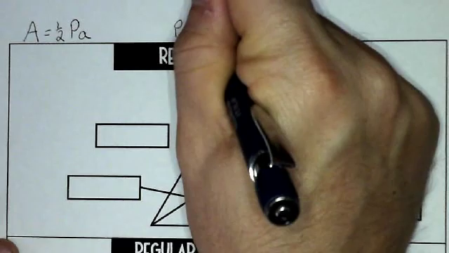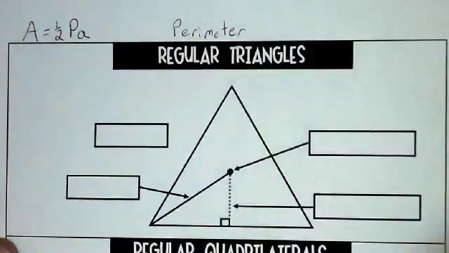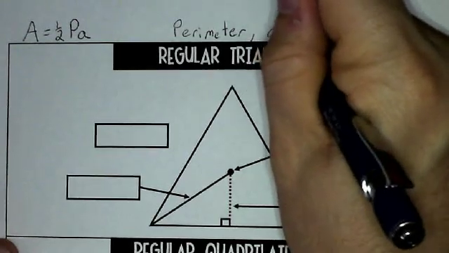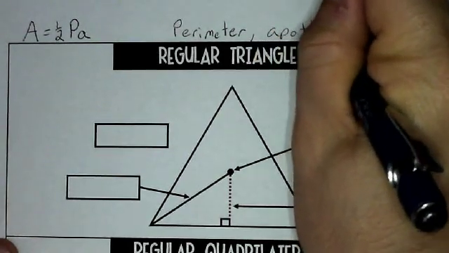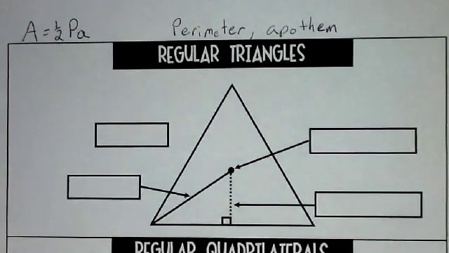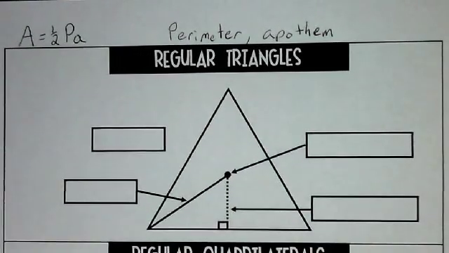The P stands for the perimeter, and the A stands for the apothem. Now, the perimeter, you might be familiar with, you should be by now. It's just the distance around the outside of an object. But the apothem, that is probably a new vocabulary word.